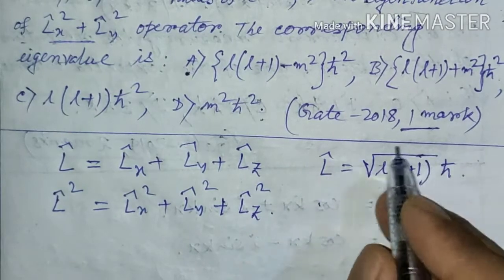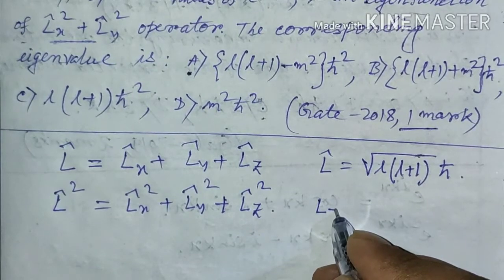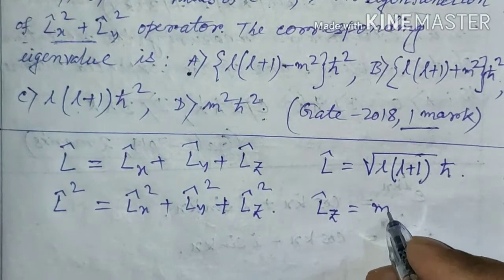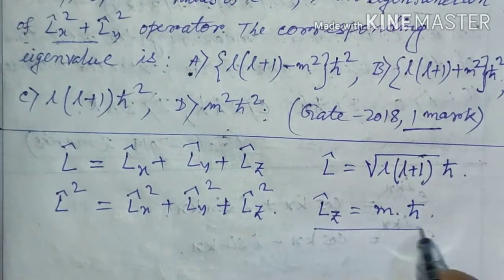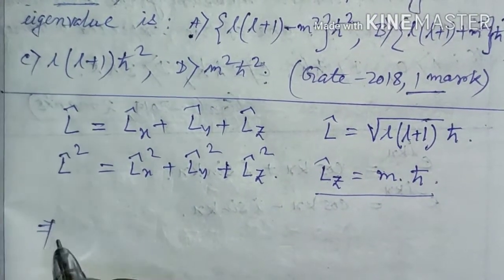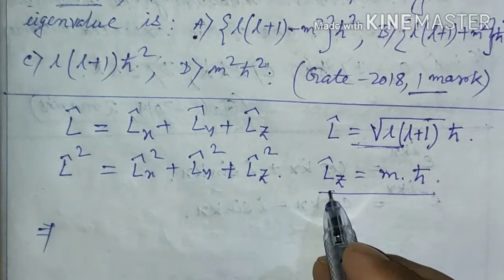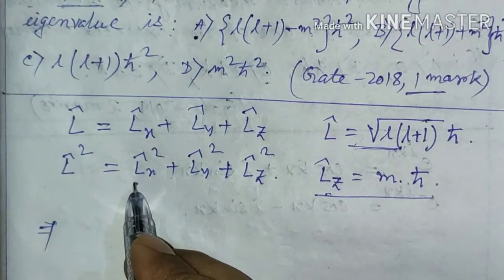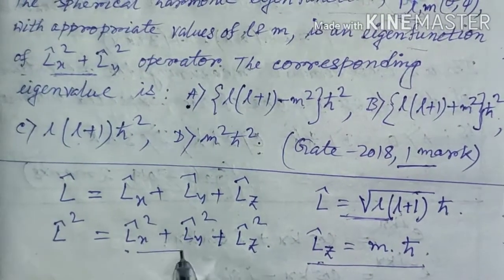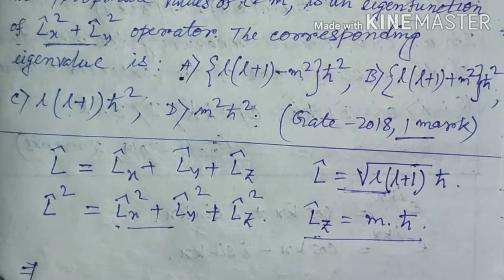This formula we can get from molecular spectroscopy, and another formula, that is Lz is equal to m into h cross. We can get this formula from EPR spectroscopy. Now if we put the value of L square from this formula and the value of Lz, we can calculate the value of Lx square plus Ly square. That is the value of the operator that we have to apply on the spherical harmonic eigenfunction.